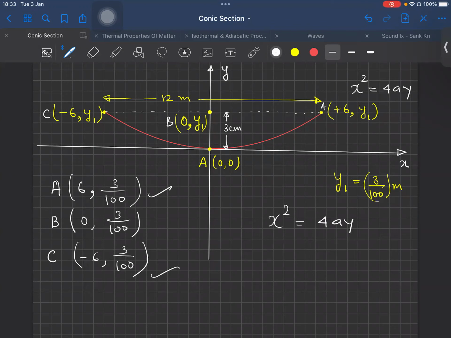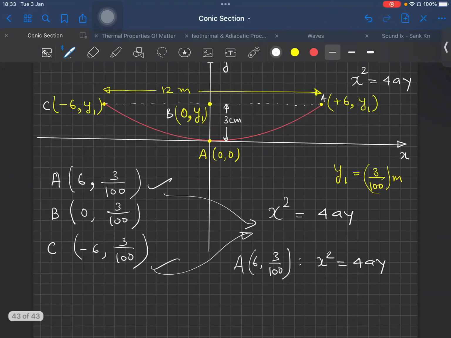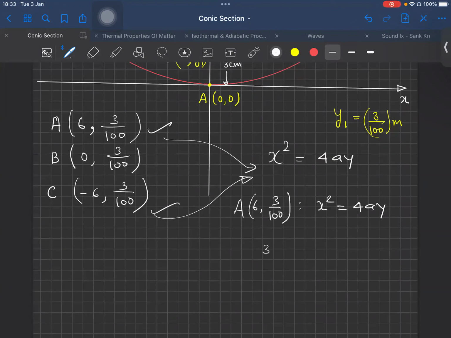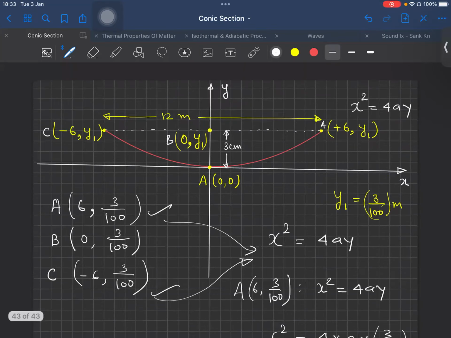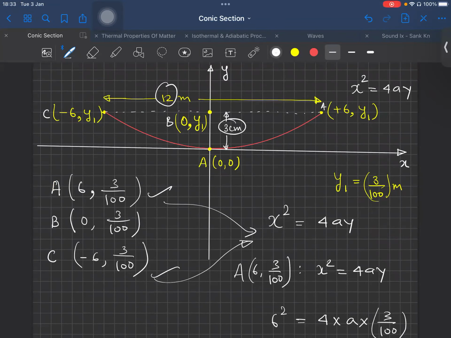Yes. Now, you can plug these two values in this parabola. So let's plug A, 6 comma 3 by 100, into this equation, x square is equal to 4ay. What is the value of x? 6, so 36, isn't it? 6 square is equal to 4 into a into y. Y is how much? 3 upon 100. Because you have to match the unit, we are writing in meter. So you must write this unit also in meter.